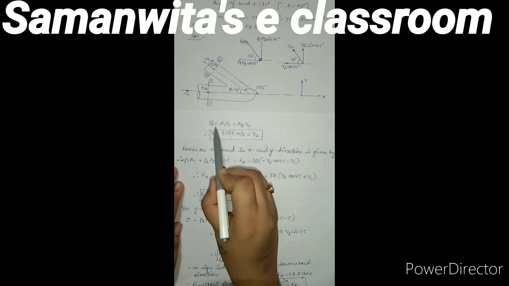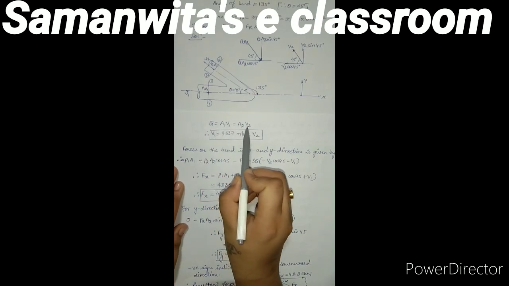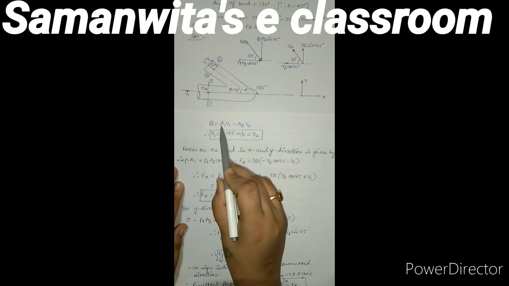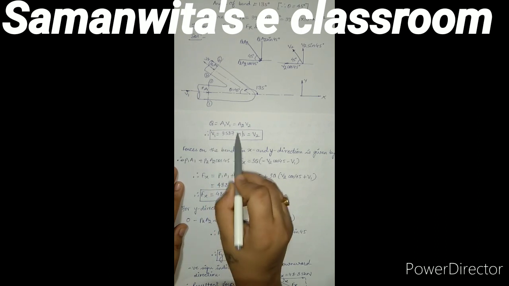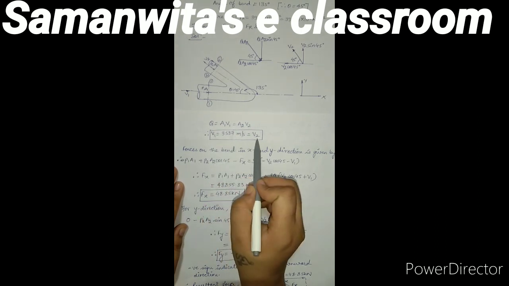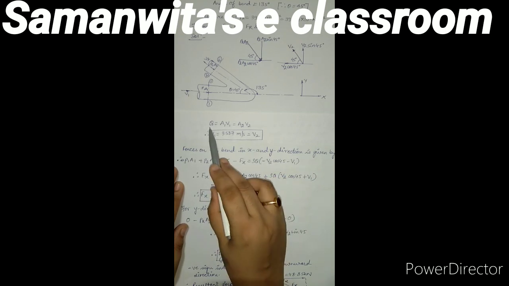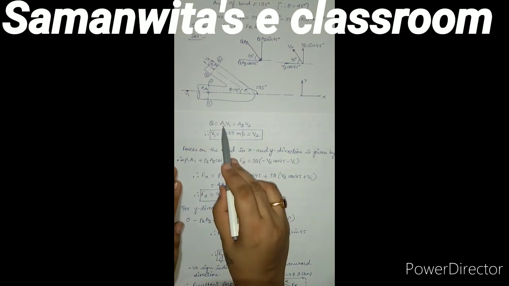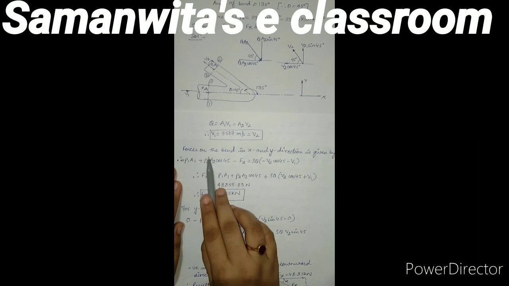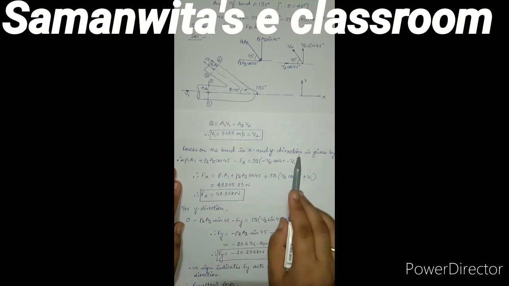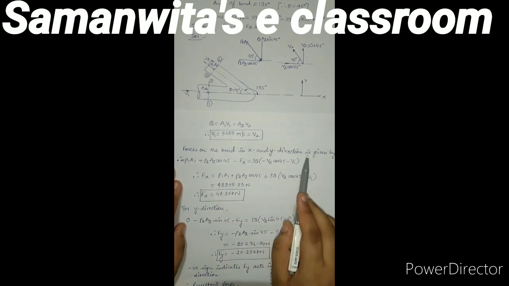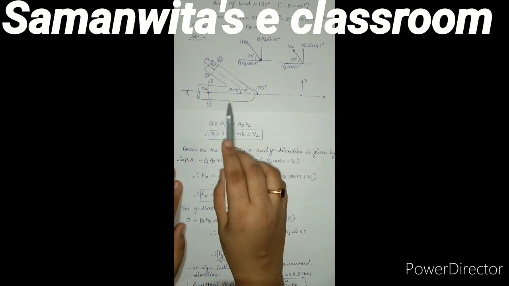We'll start with Q is equal to A1 V1 is equal to A2 V2. I know the value of Q, I know the value of A1, so I can find the value of V1. Now whatever is the value of V1 will be the value of V2 because Q and A both values are same. Now we need to calculate the forces on the bend in X and Y direction. For that we have to refer to the figure.